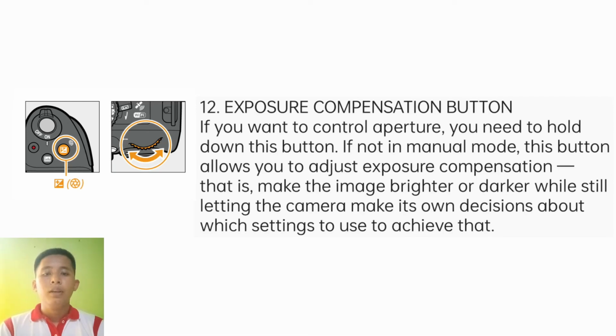Number 12, exposure compensation button. If you want to control aperture, you need to hold down this button. If not in manual mode, this button allows you to adjust exposure compensation, that is, make the image brighter or darker while still letting the camera make its own decision about which settings to use to achieve that.